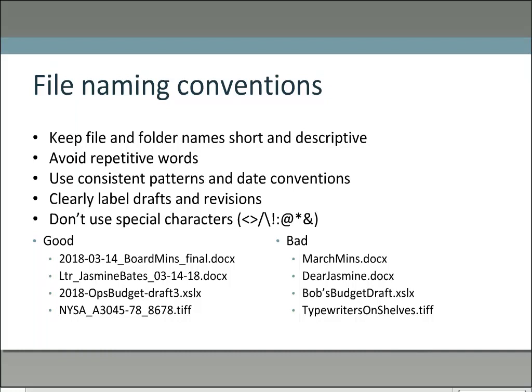If you're digitizing analog materials in your collections, create a file naming convention that makes it easy for you to tie the digitized content with the paper originals. For instance, the last good file name on your screen is that of the digital images of typewriters on shelves that you just saw. And what it means is New York State Archives, accretion number A3045-78, negative number 8678. The North Carolina State Archives has a really nice online tutorial on file naming conventions, and you'll find a link to North Carolina's online training resources in the additional resources handout.